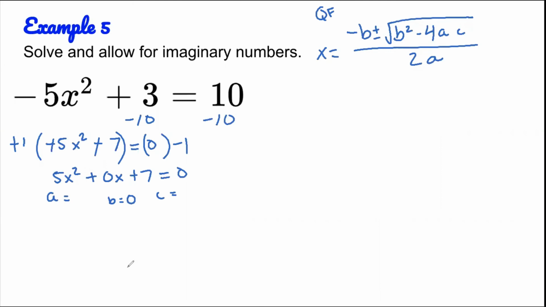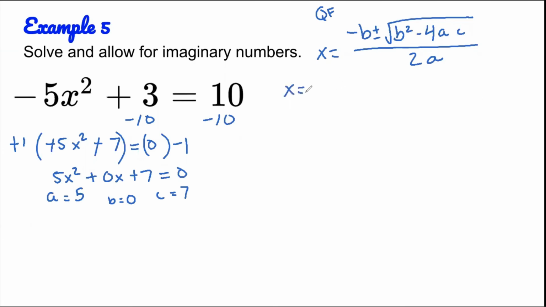It's just 0 in this case. All right, our a is 5, and our 7 here is our c, our constant. Okay, so now that we have every single term, I'm going to go ahead and plug it into our formula. Let me start from up here.